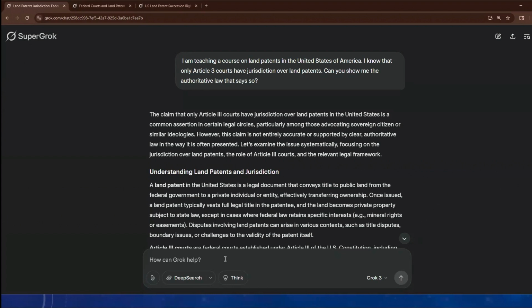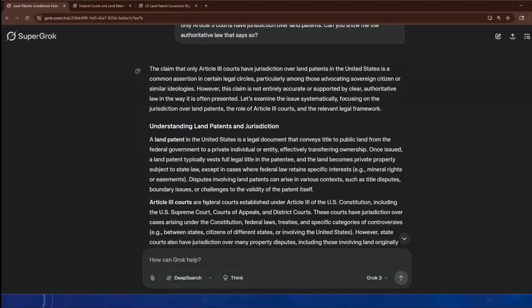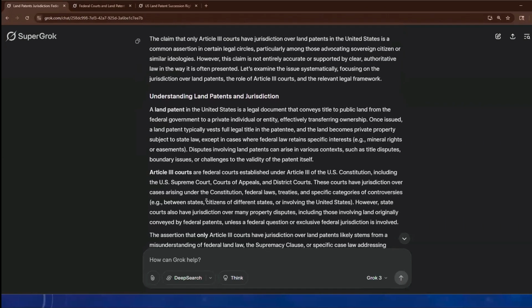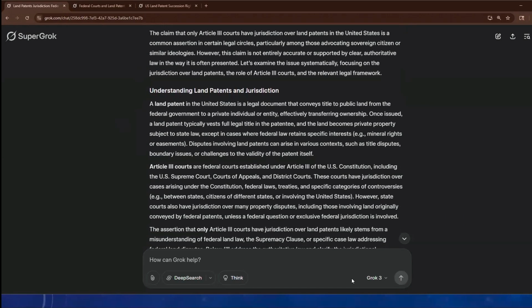This is a different answer, Michael, than when we used the other, or is it the same? It says Grok 3 here. Is that what we're using? Grok 3.